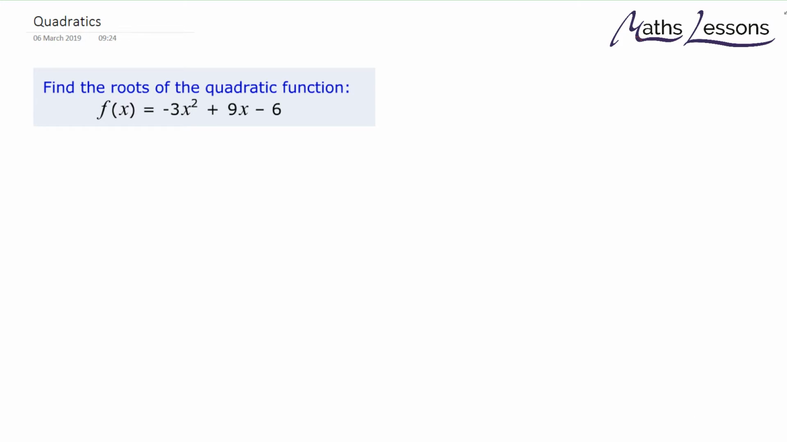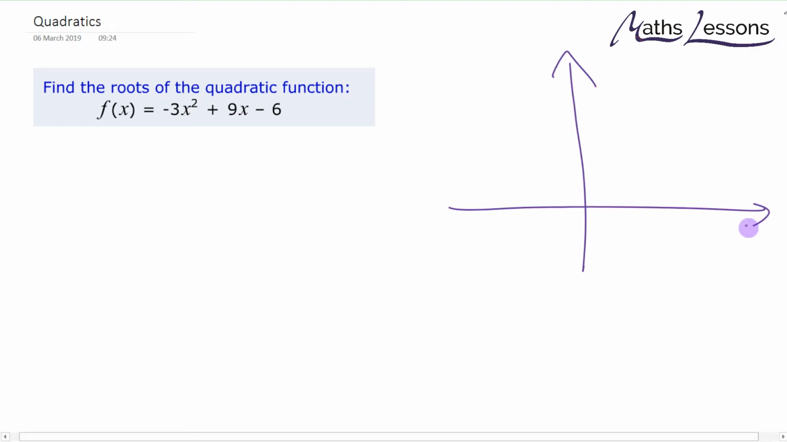Right, so here we go. Now, to find the roots of a quadratic function, you're looking to see where the function crosses the x-axis here. And where it crosses the x-axis is where the y value equals 0, and the y value is the f of x. So this must equal 0. So we start off with making that equal 0.